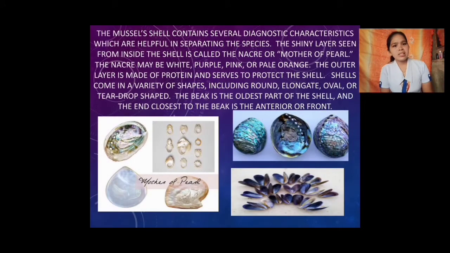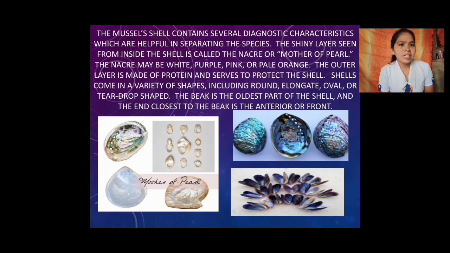Next, the mussel shell contains several diagnostic characteristics which are helpful in separating the species. So, mauni siya ang mussel shells. Ang mussel shells, mauni kinanglanon sa mga accessories nga kanang ibitay-bitay, pwede siya himunog pintas. Pwede ni siya himuon og arius, depende og unsaon paggamit sa mga dagko nga industry.